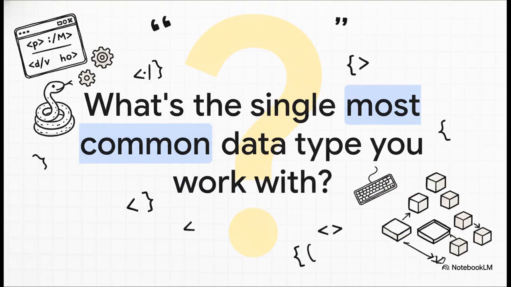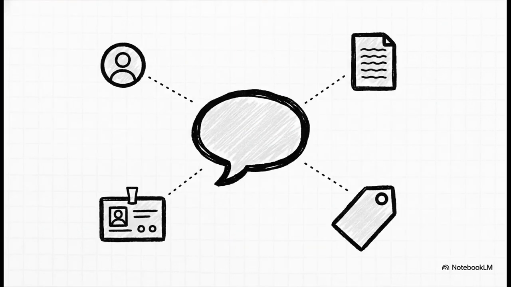It doesn't matter if you're in data science, web development, or just writing simple scripts. What's the one kind of data you are going to see over and over and over again? You got it, it's text. I mean, think about it. Usernames, log files, product descriptions, IDs. It's literally everywhere. And in the world of Python, when we talk about text, we're talking about strings.